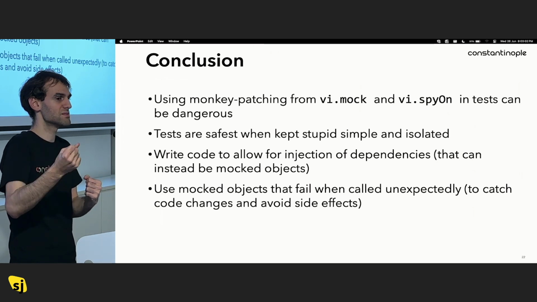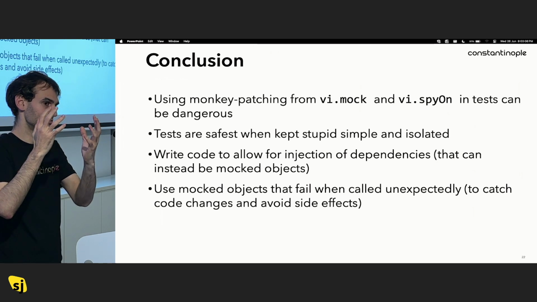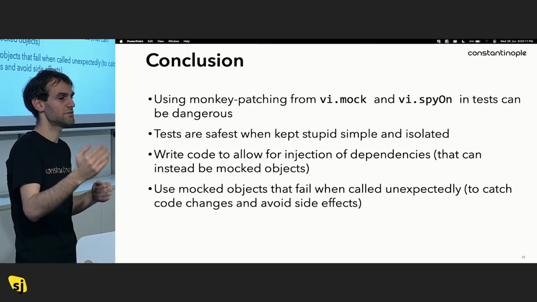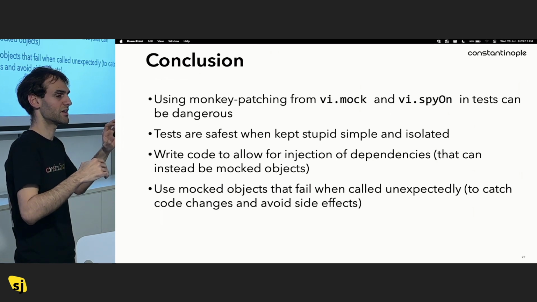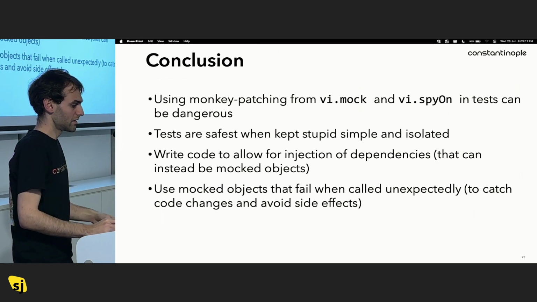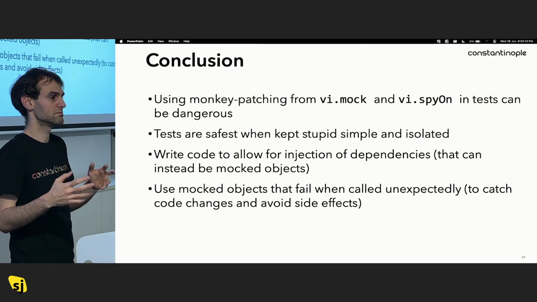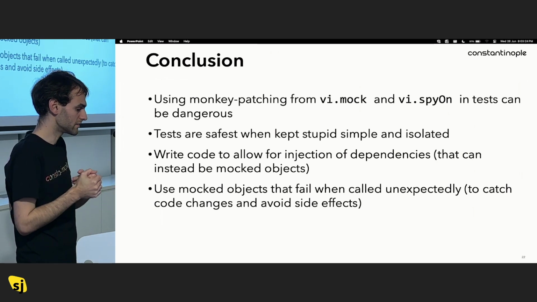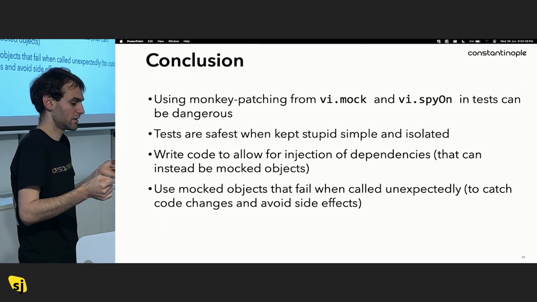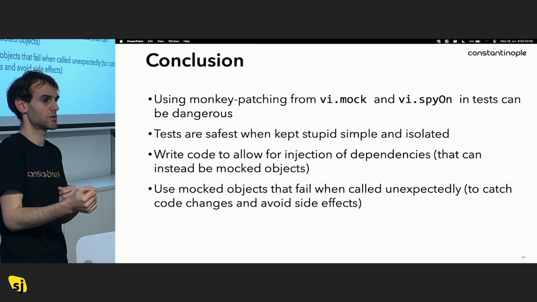If I can have just a very simple construct of being like, here's my mock method and here's what I do with it, that's great. I can easily follow it through the code. I don't have to figure out what Vi is doing before the code even runs. You can write your code to allow for injection of dependencies that can be mocked objects instead. And yeah, set up your mocked objects to fail when called unexpectedly, so that you can catch these problems with side effects.